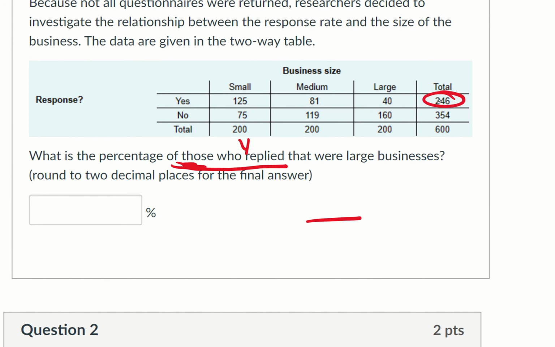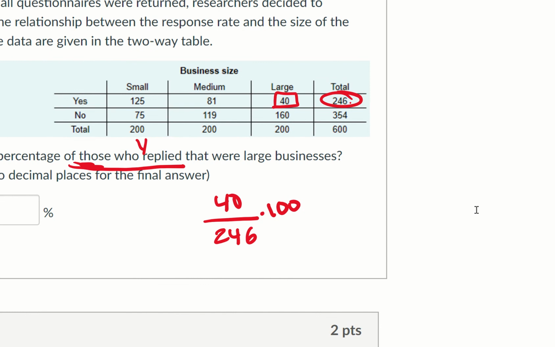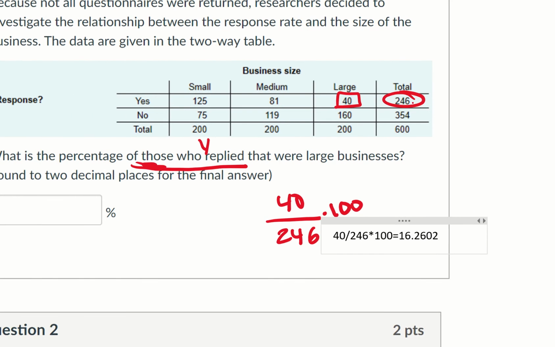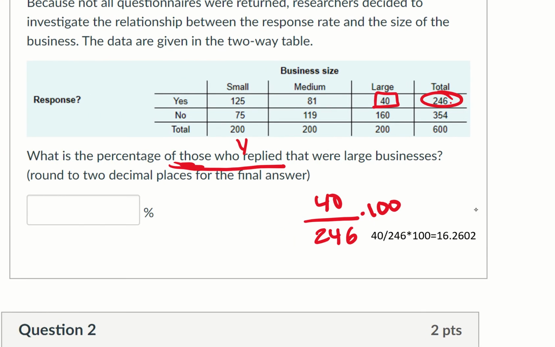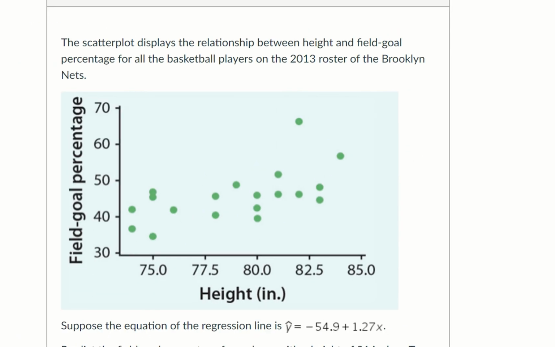We have 246 total yeses for that row, right? So that's going to be on our denominator. And then out of those 246, how many were large businesses? Well, it's going to be 40. So you can do 40 divided by 246, and then don't forget to times it by 100 to convert it to a percent. So in this case, let's go ahead and type that in here. Times 100. So 16.2602. It says to round to 2 decimals. So 16.26%.